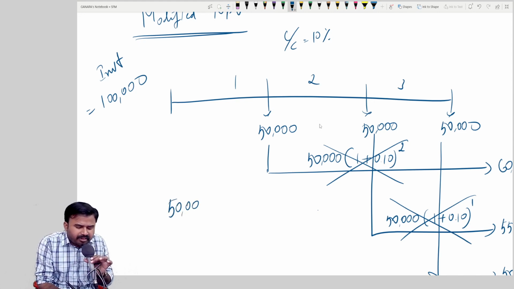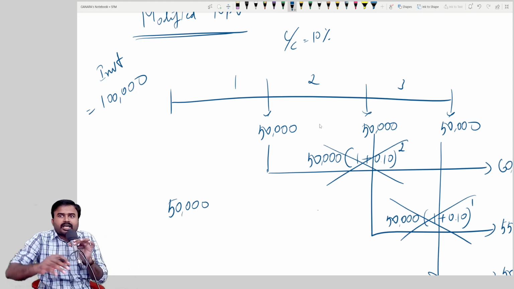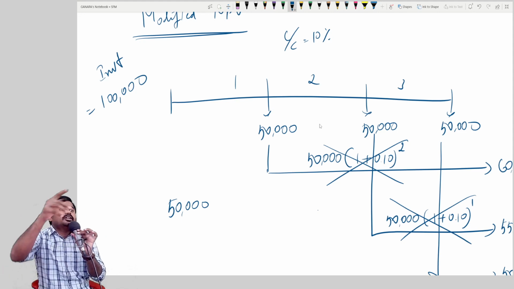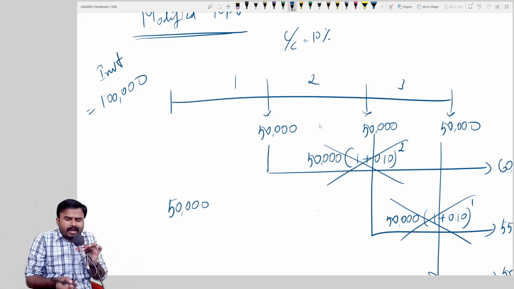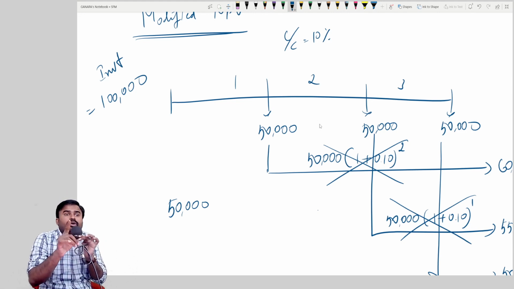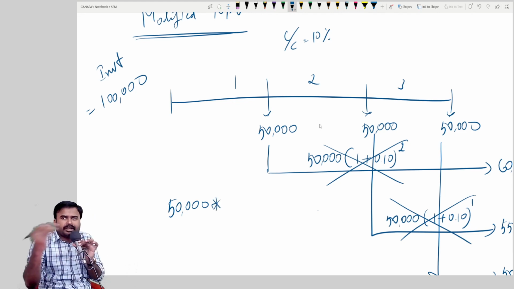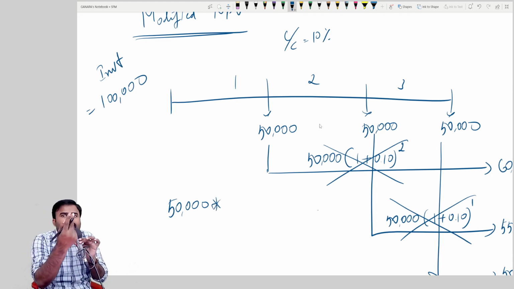Say for example, if I follow the traditional method, that means converting all the years' inflows into the terminal year and discounting such terminal value at cost of capital. What you have to do? Let us handle only 1 year's inflow. Which inflow? First year ending inflow. How much return should I add for converting this first year ending inflow into third year ending? 2 years' return I have to add, right or wrong?